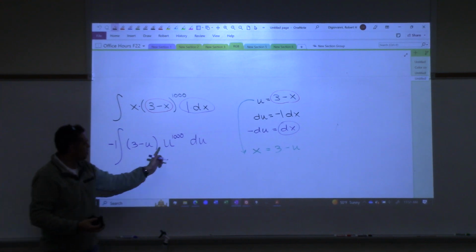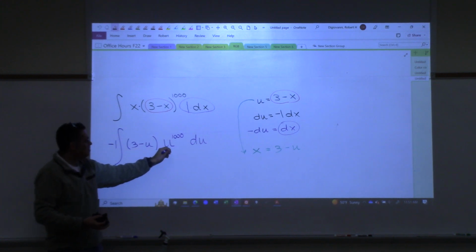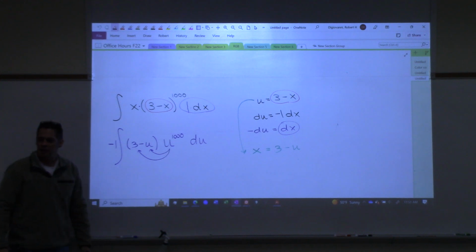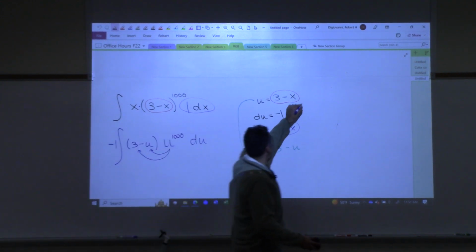No, because look at this, this is u to the 1,000th, right? Times this. Can't I just algebraically multiply that through the parentheses? Right? Can I do that? Just distribute. So what happens if I distribute?